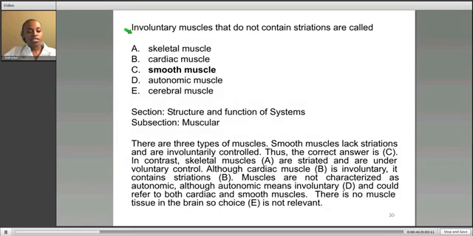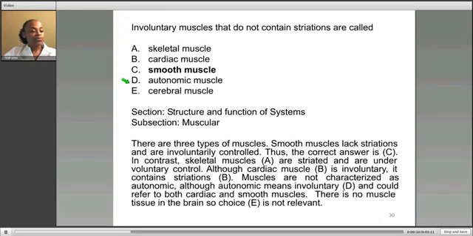Even though the question asks for involuntary muscles that do not contain striations, we do not classify muscles by themselves as autonomic. We generally reserve the word autonomic for the nervous system and not the muscular system, so we can remove or eliminate choice D.